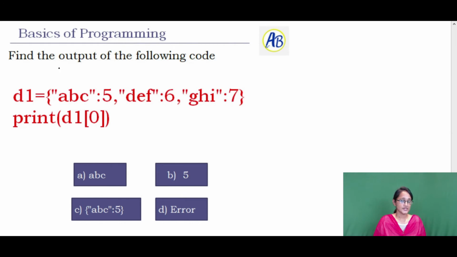Next you can see here, find the output of the following code. I created a dictionary, and inside the dictionary I insert the key and values. Here ABC, the corresponding value is 5. For DEF, the corresponding value is 6. For GHI, the corresponding value is 7.